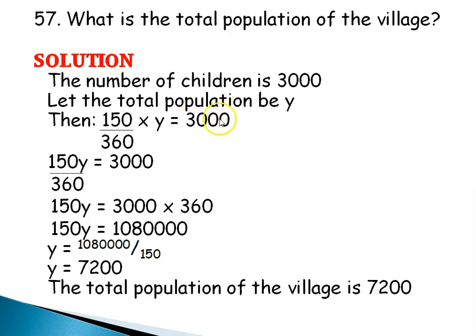But in this case, we know the number of children, we know the sector for the children, and we know the total. So we have to look for the total population, which we have represented with Y. 150 times Y is 150Y, divided by 360, equals 3,000. Then I'll cross multiply. This will give me 150Y equals 3,000 times 360. This is 1,080,000.